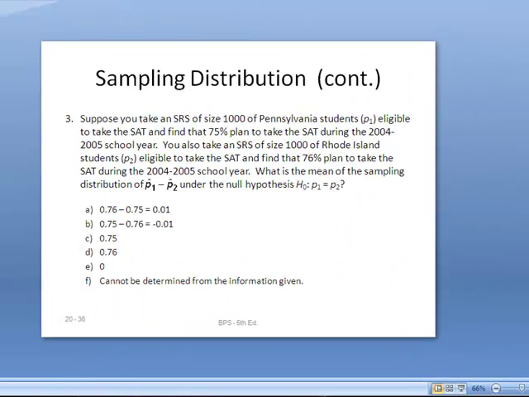Now let's look at our last example for sampling distribution. Suppose that you take a simple random sample of 1,000 Pennsylvania students, P1, eligible to take the SAT, and find that 75% plan to take the SAT during the 2004-2005 school year. You also take a simple random sample of 1,000 Rhode Island students, that's our second population, eligible to take the SAT, and find that 76% plan to take the SAT during the 2004-2005 school year. What is the mean of the sampling distribution of P1 hat minus P2 hat under the null hypothesis? That means that P1 equals P2.